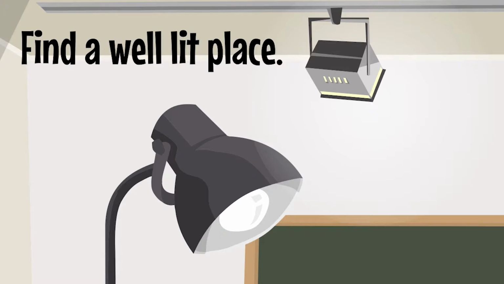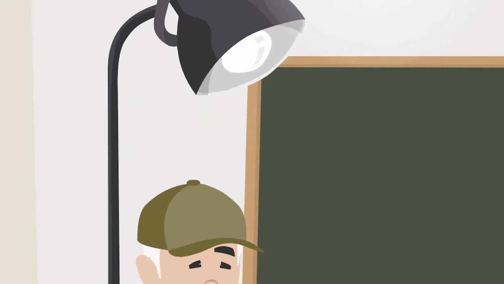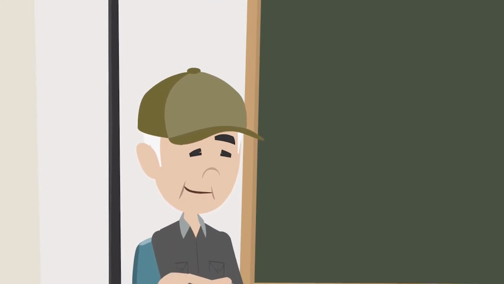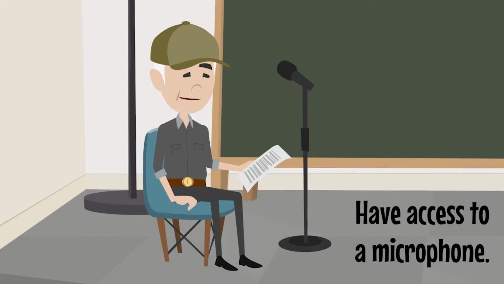Try to find a well-lit place. It is important that your subject is easily seen in an area that is not too dark. You want to make sure your audience can clearly see your subject. Having access to a microphone could be useful to ensure the clear quality of what is being said on screen. However, if you do not have this available to you, you can still have excellent sound. Just make sure the speaker is speaking clearly and loudly.